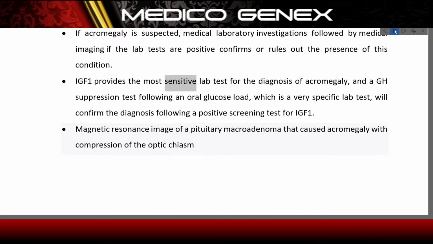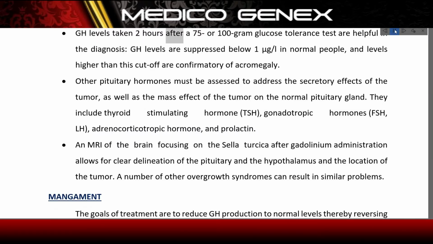IGF-1 provides the most sensitive lab test for the diagnosis of acromegaly, and a GH suppression test following an oral glucose load, which is a very specific lab test, will confirm the diagnosis following a positive screening test for IGF-1. Magnetic resonance image of a pituitary macroadenoma that caused acromegaly with compression of the optic chiasm. GH levels taken 2 hours after a 75 or 100 gram glucose tolerance test are helpful in the diagnosis. GH levels are suppressed below 1 μg/L in normal people, and levels higher than this cutoff are confirmatory of acromegaly.